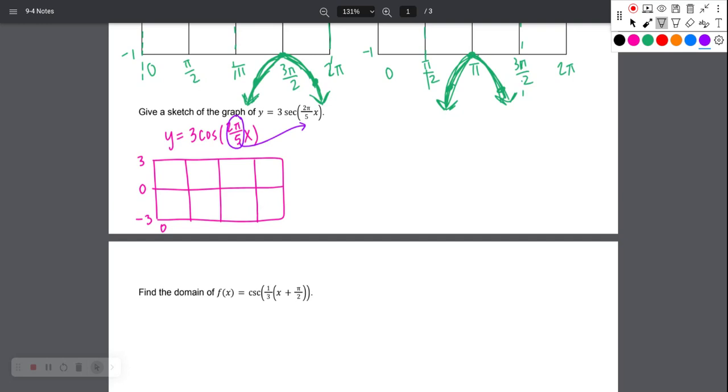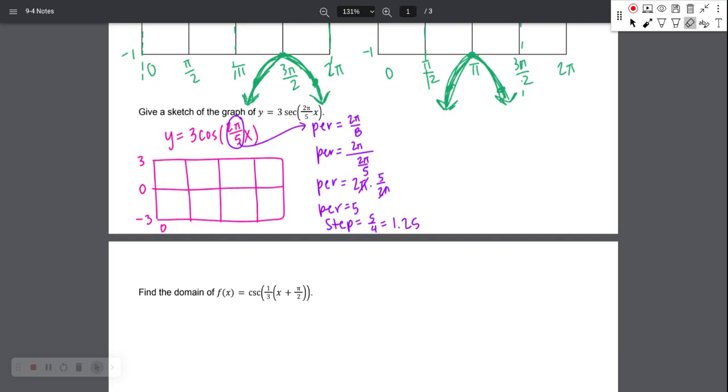So let's see. Since this is a cosine graph we're making, our period would be 2 pi over b. So the period is 2 pi over 5... The period would end up equaling 5. And if the period is 5, then the step is 5 over 4. The step would be like 1.25. I'm going to keep doing this in pink. So our step is 1.25.